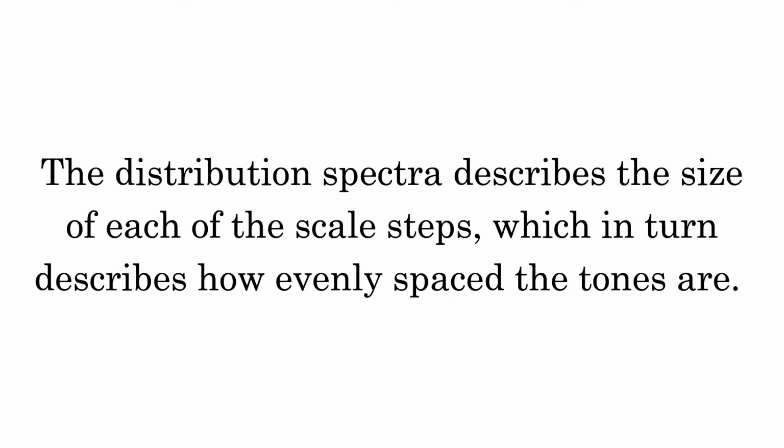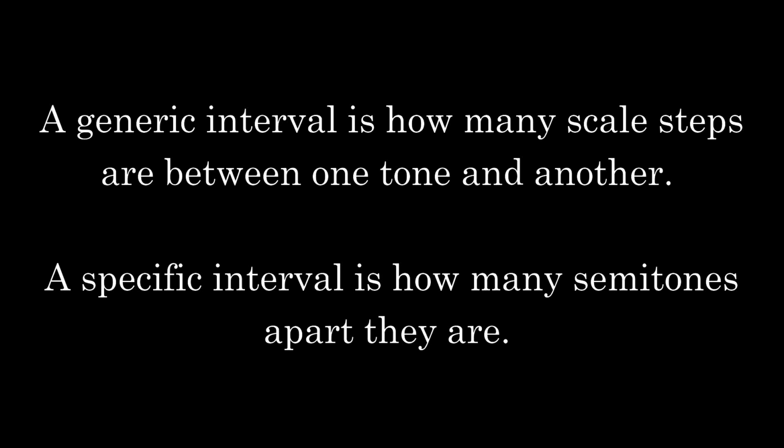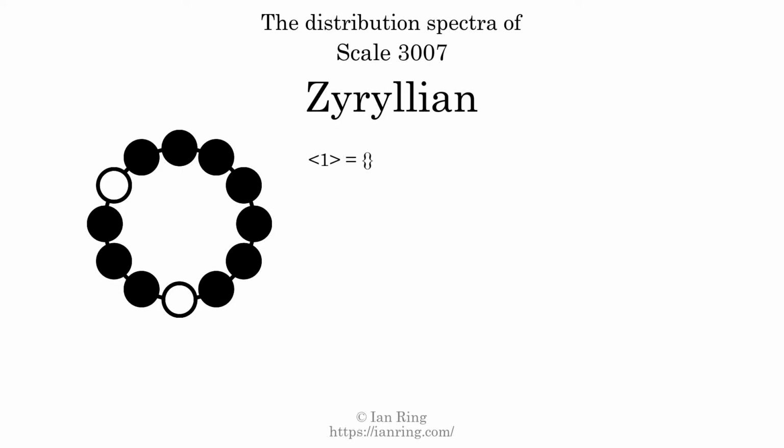The distribution spectra describes the size of each of the scale steps, which in turn describes how evenly spaced the tones are. A generic interval is how many scale steps are between one tone and another. A specific interval is how many semitones apart they are. The generic interval of one scale step comes in two different specific interval sizes, 1 semitone and 2 semitones. The spectrum width of this generic interval is the highest, 2, minus the lowest, 1, which equals 1.